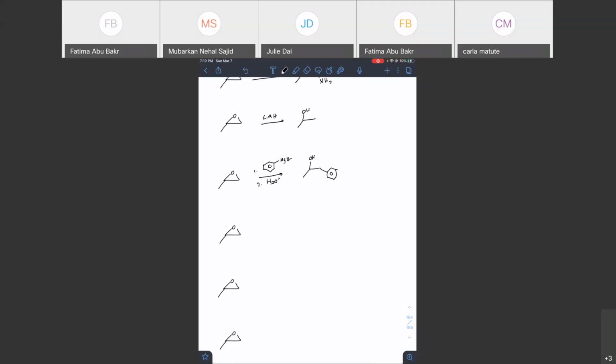Then we have NaOCH3 and CH3OH. So this is just a strong base, right? And this strong base is going to go and it's going to attack the side with the most hydrogens.